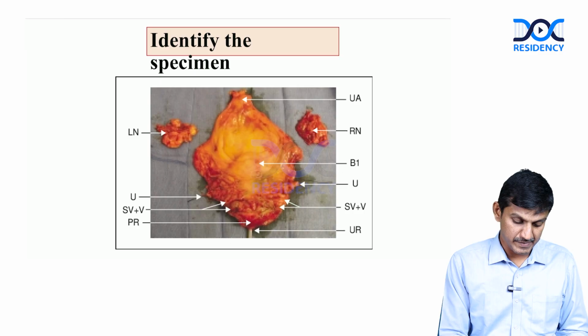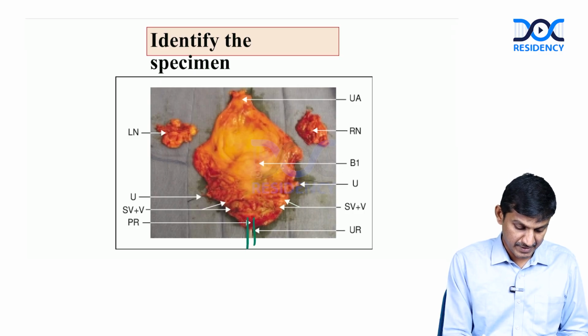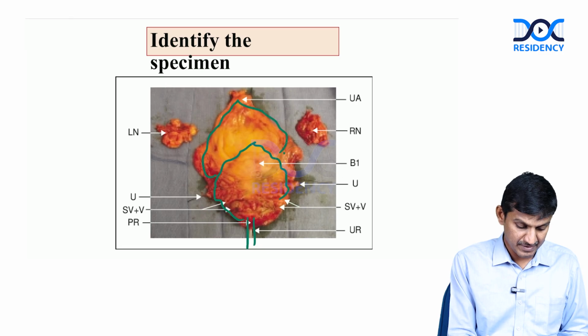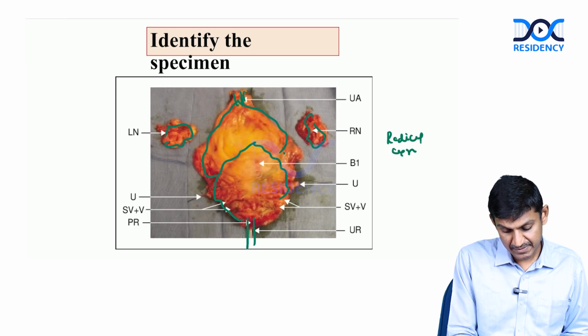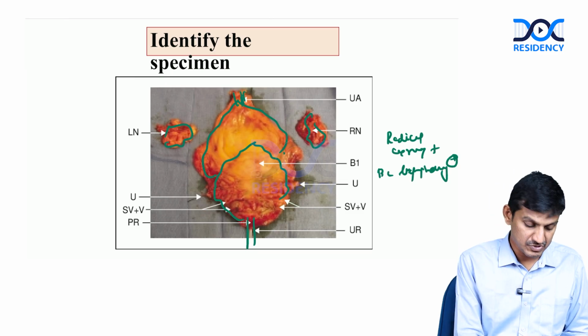Okay, what is this specimen? Can you identify? So you see a catheter here, you see a big structure here, and what do you see here? You have an urachus and bilateral nodes. So this is a case of a radical cystectomy with bilateral lymphadenectomy. This is usually seen in muscle invasive bladder cancer.